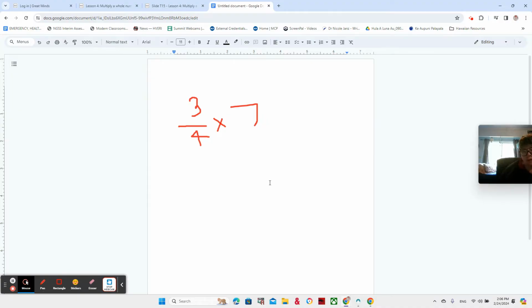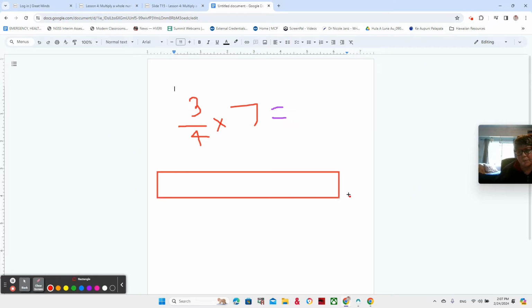You think the answer is going to be less than 7 or more than 7? Can you draw something that can help you find the product? How can you use what you know about 1/4 times 7 to find the answer? You can think about what we worked on in lesson 3. I think I'm going to draw a tape diagram. As I said before, make sure you're taking the notes and writing this down.